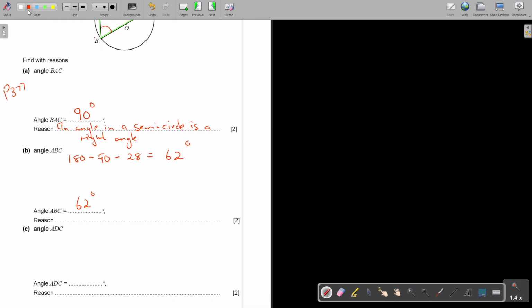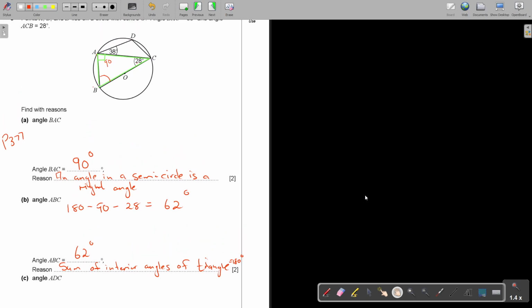So let's write it down. Sum of interior angles of a triangle is equal to 180. Now let's rather write that there. Is equal to 180 degrees. And then the next one, angle ADC. Now let's go back. Angle ADC.